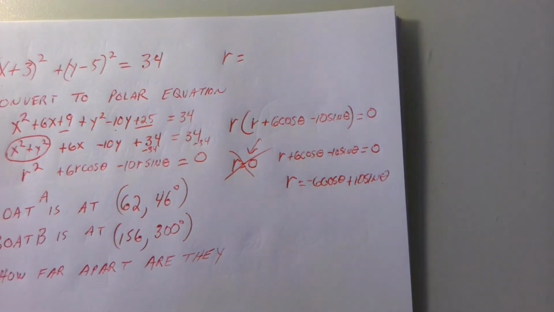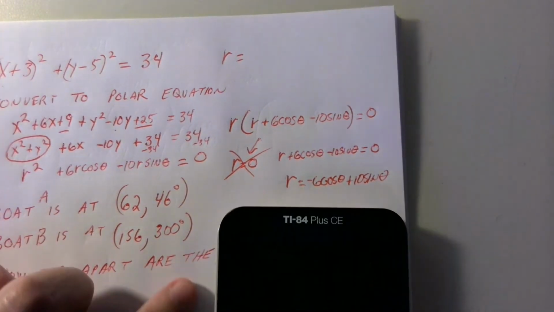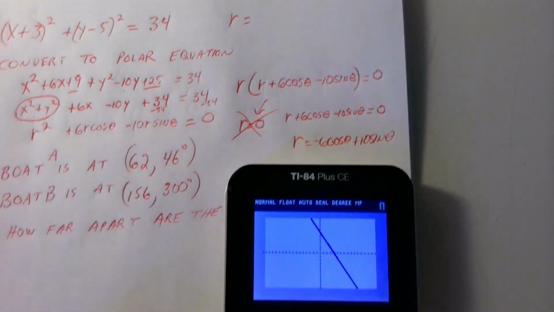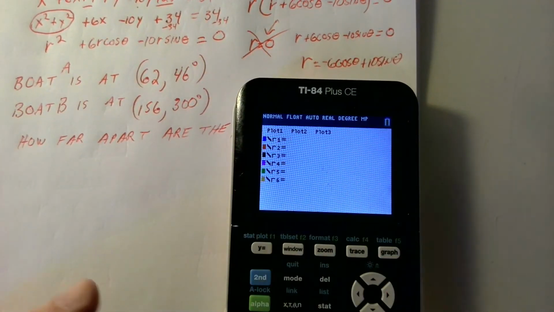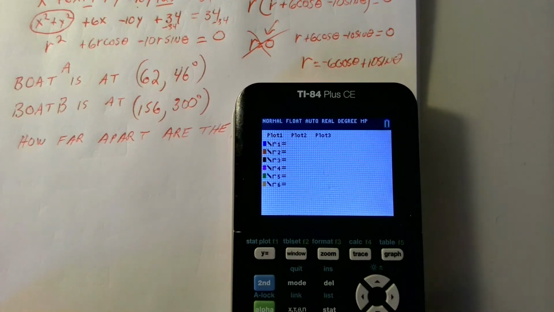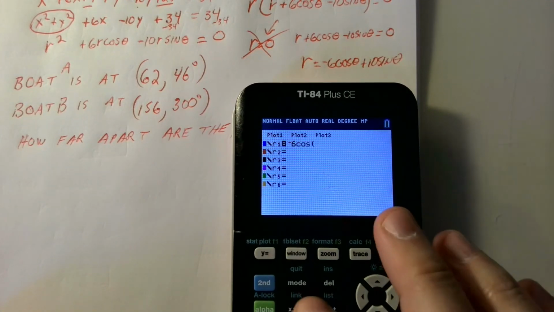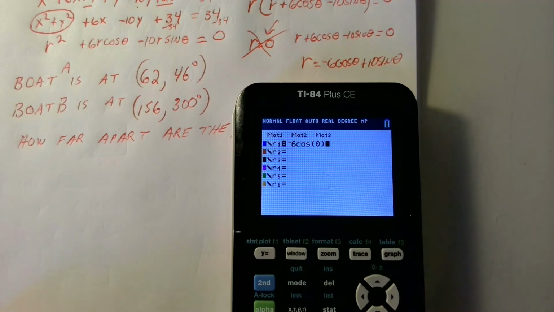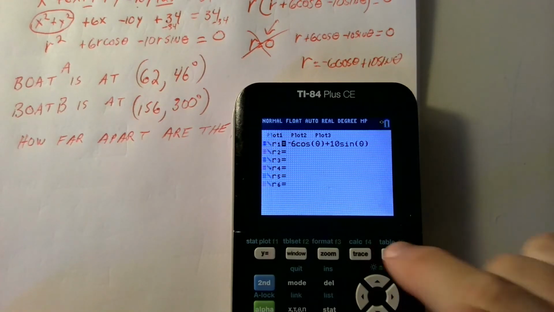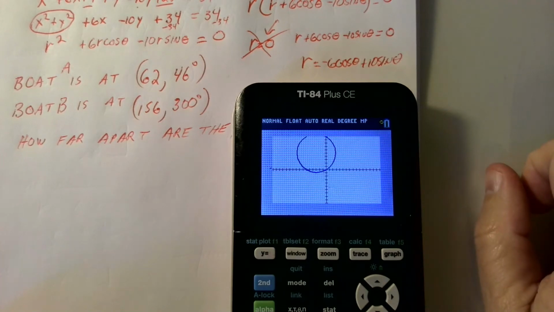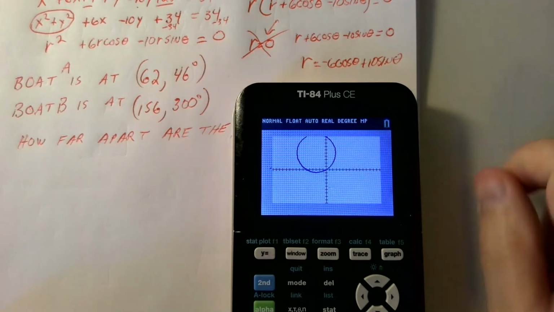Is that good? And this is going to be crazy. Watch. Here's my graphing calculator. Go to my r equals again, clear. And I believe this was -6 cosine theta, right? Close parentheses, plus 10 sine theta, close parentheses, and cross my fingers, graph. Holy crap, look at that. That's a circle.